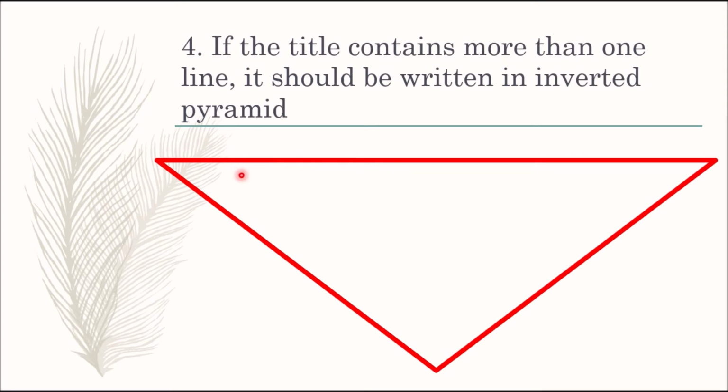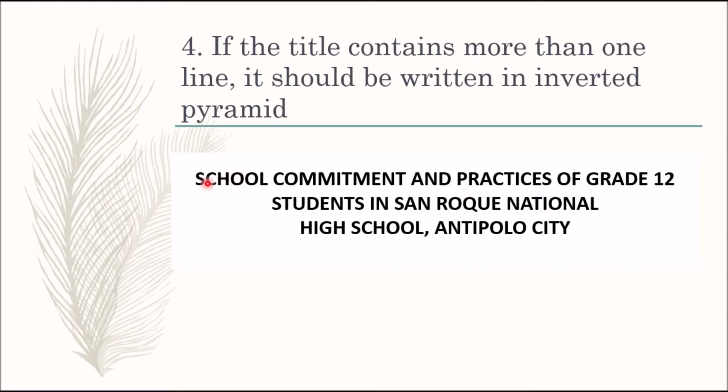Okay, and how are we going to apply that in the title? It is said it should be in inverted pyramid form, just like this one. The first line from the top is the longest, then followed by the second line, which is shorter compared to the one above, and the shortest is at the bottom. And if we place an inverted pyramid on this, that is the form.